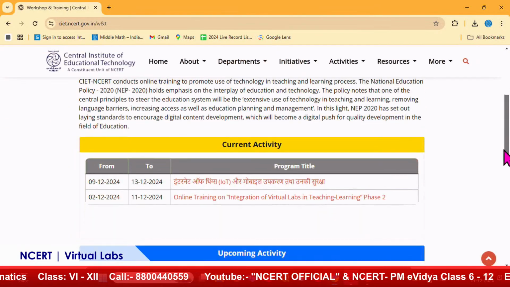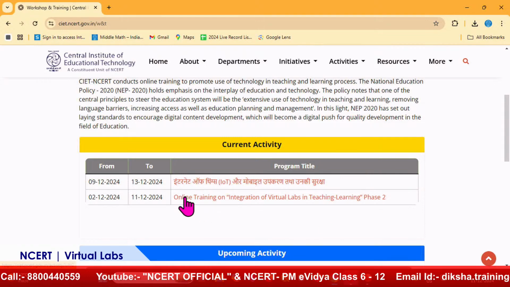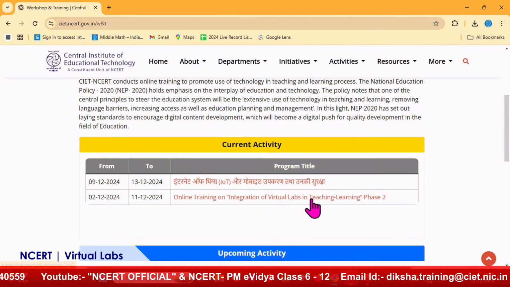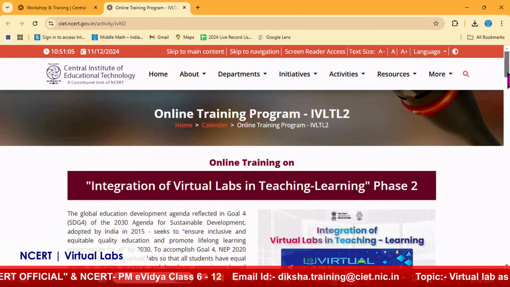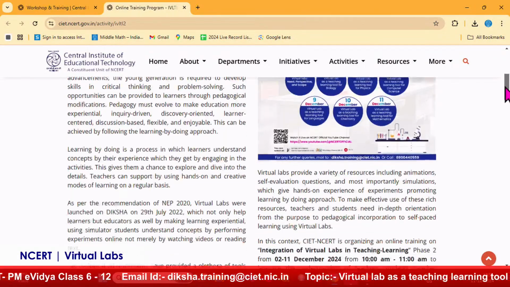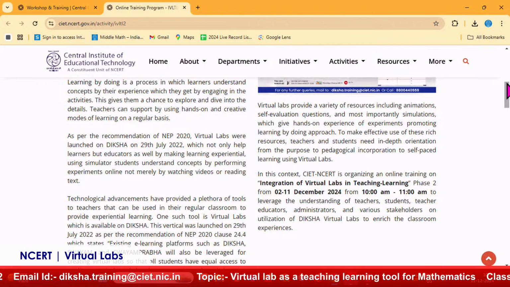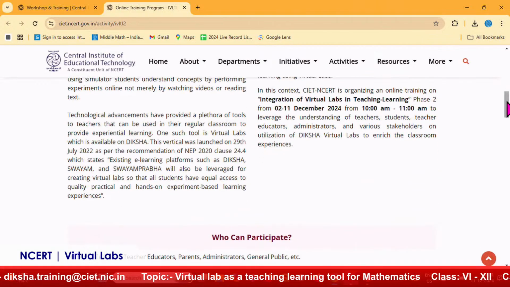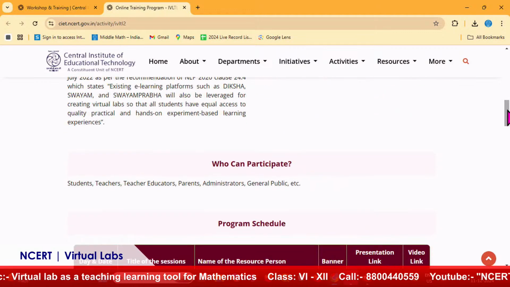Go to the activities section and click for the workshop training option. You will land on this page, and here you can see 2 current activities going on, but we are interested in online training on integration of virtual labs in teaching learning phase 2. Let's click on the same, and here we will find a complete write-up of why we are having this training session, what virtual labs are, and how National Education Policy 2020 is also emphasizing digital learning, blended learning, and virtual labs are actually an outcome of the same.